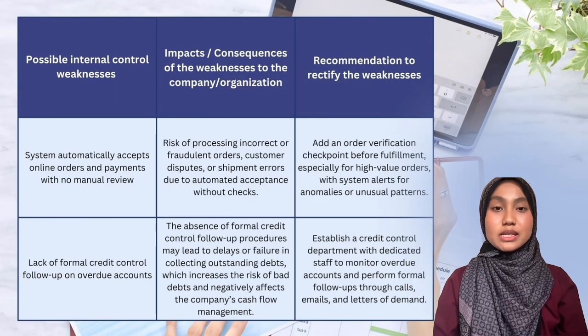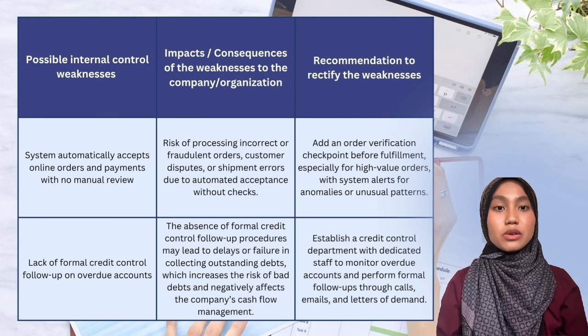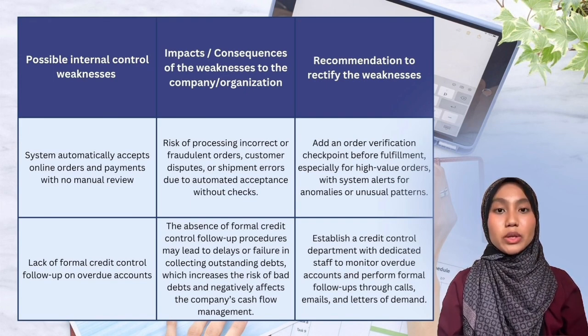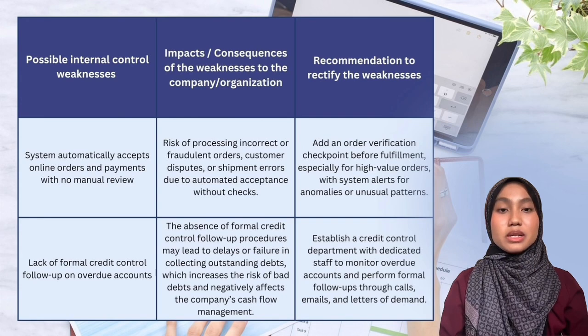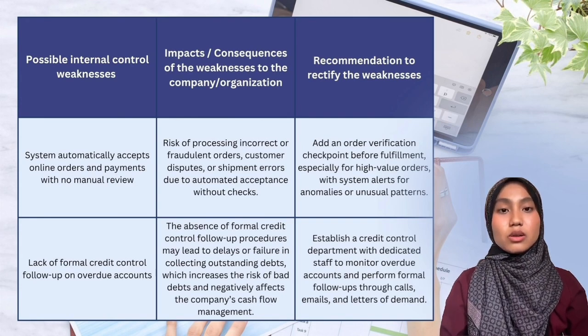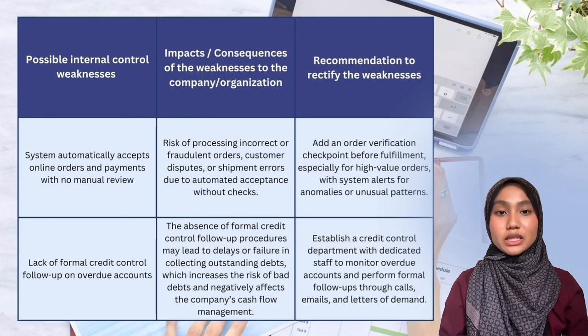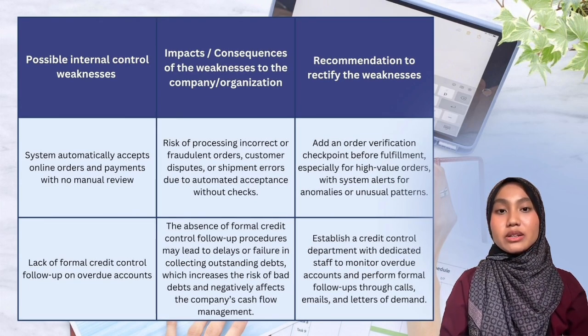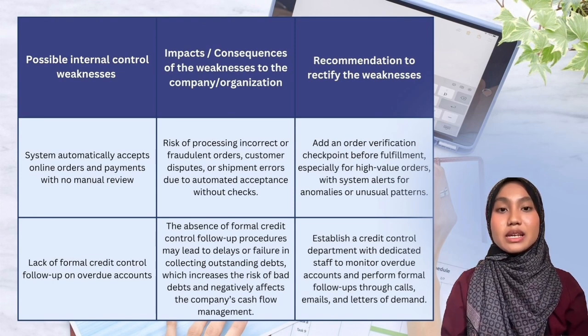The fourth weakness is that the system automatically accepts online orders and payments with no manual review. While this speeds up the process, it increases the risk of errors such as processing incorrect or fraudulent orders, which may lead to customer complaints or financial loss. We recommend including a review checkpoint for high value or suspicious orders before they are finalized and shipped.